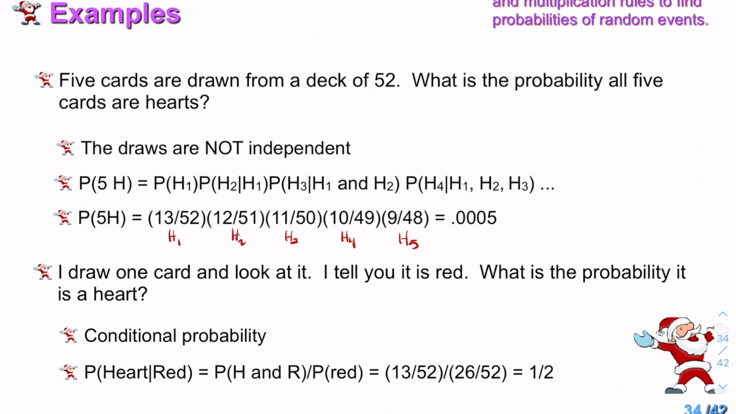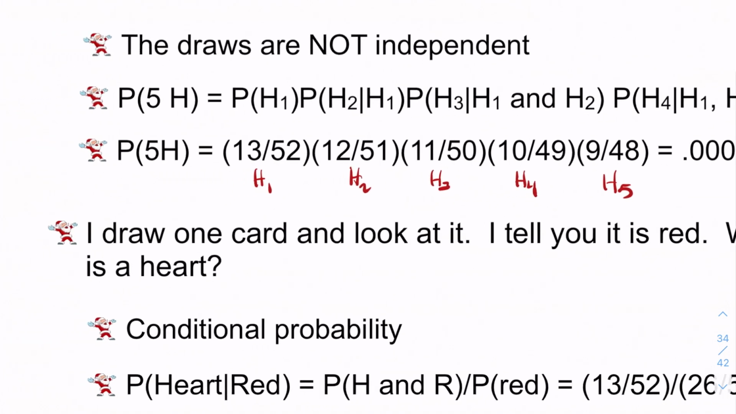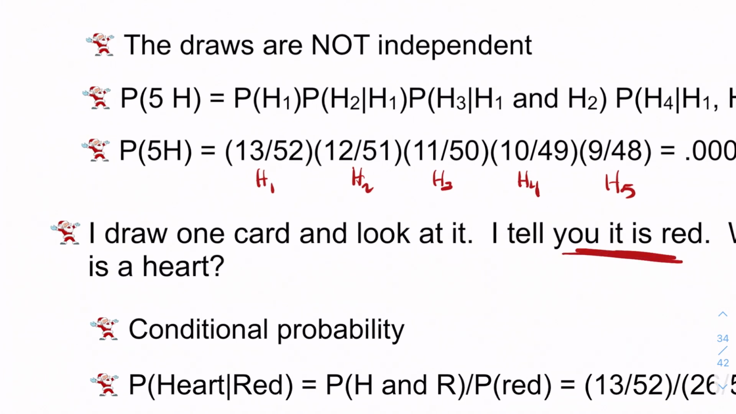Now, if I draw one card and look at it, and I tell you it's red, what's the probability it's a heart? That phrasing is conditional, so it should limit the sample space. Once I tell you I draw a card and tell you that it's red, there's only 26 cards in the deck.